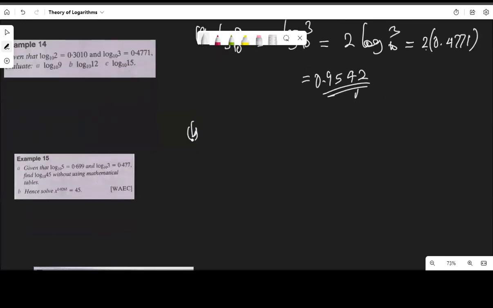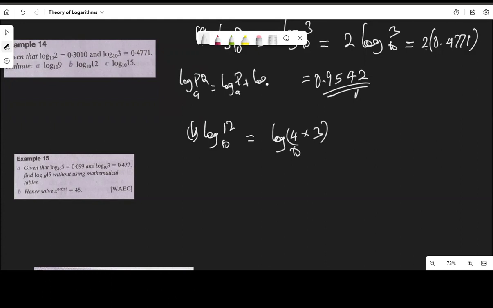This is log 12 to base 10. We can express 12 as log 4 times 3 to base 10. Then apply the law of logarithm that says log pq to base a is log p to base a plus log q to base a. If I apply it here, I have log 4 to base 10 plus log 3 to base 10.